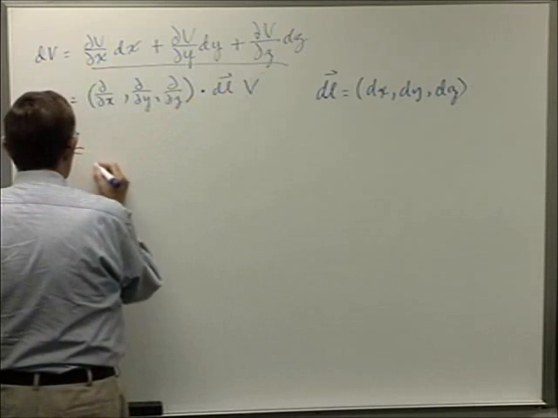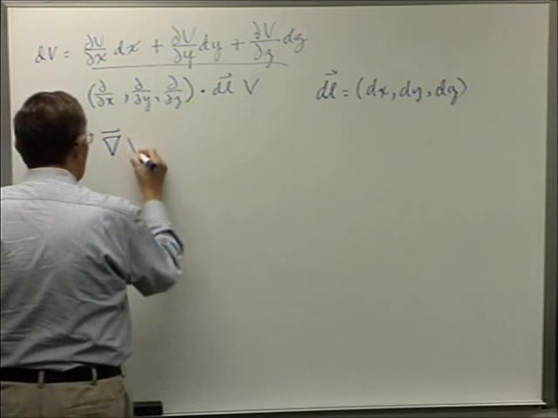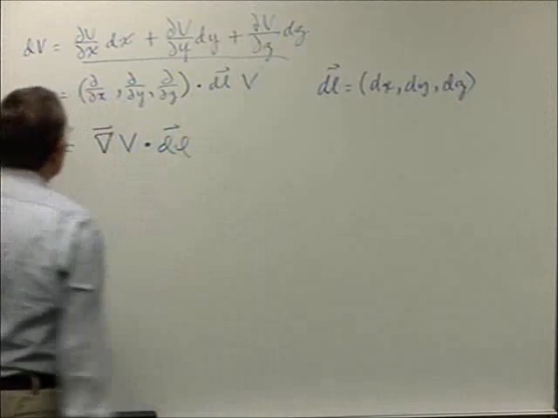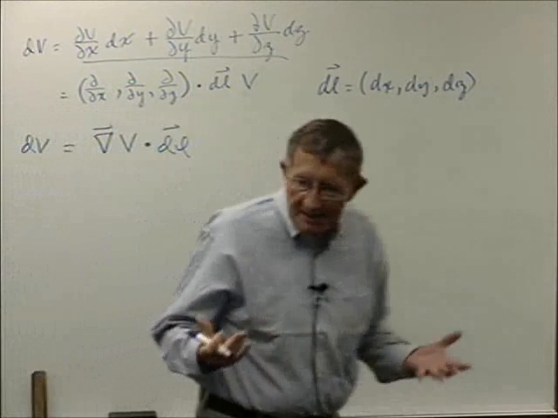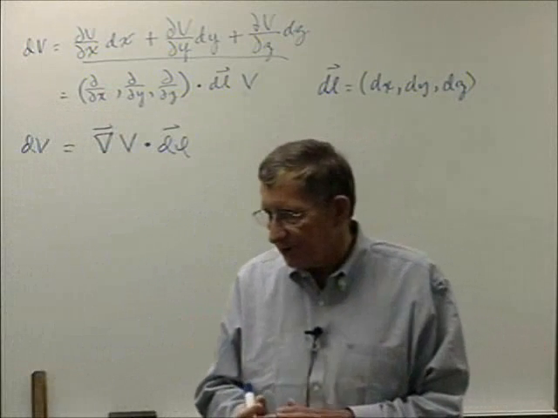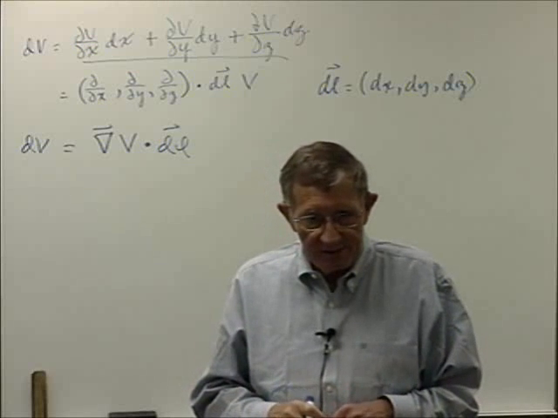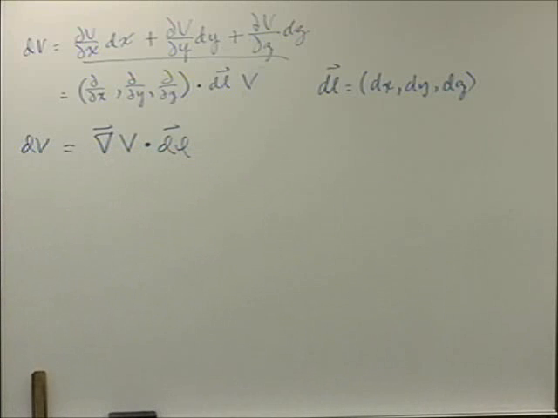So you could say it's the gradient of the voltage dotted with dl. So this gives a physical significance for the gradient. How many see this as a good physical significance for the gradient? See, it's a maximum rate of change, right? Okay.